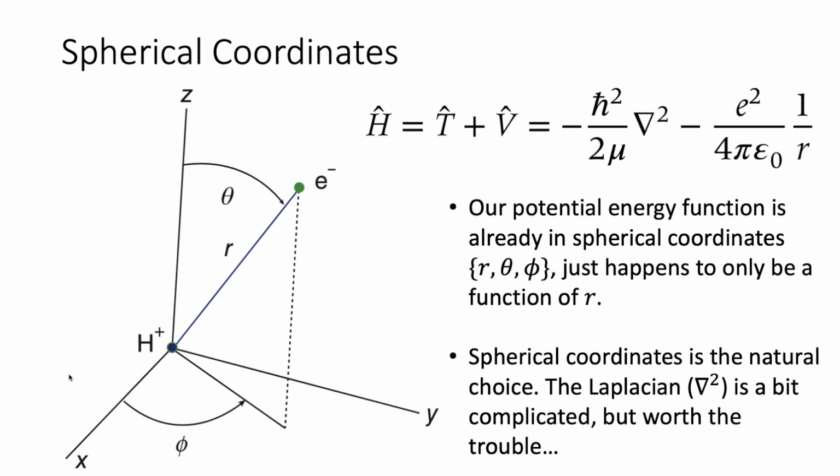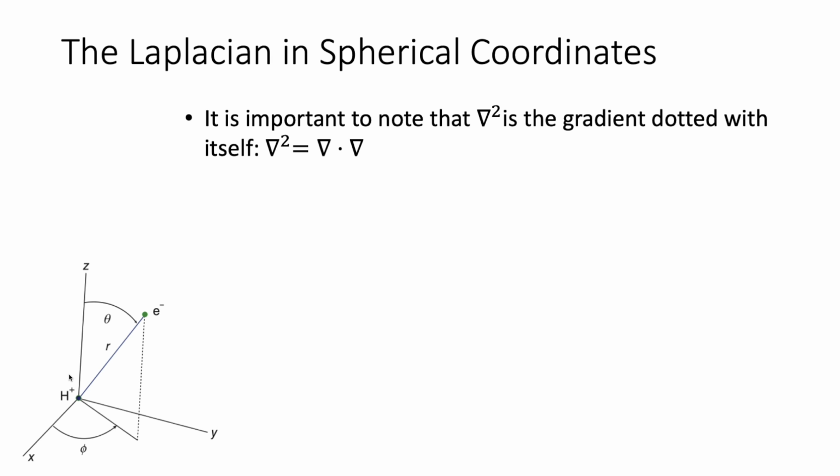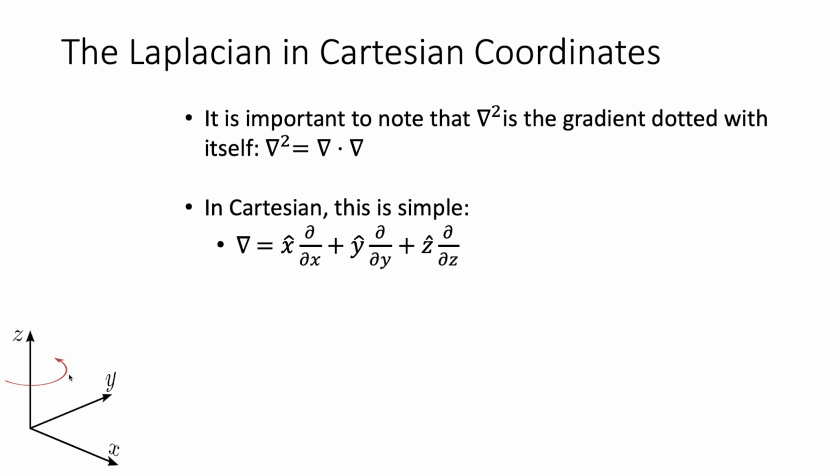That's intuitive. And, as I mentioned, spherical coordinates are the natural choice here, but the Laplacian is going to be a bit complicated. It is 100% worth the trouble, trust me on this one. So let's take a look at it. As I mentioned, the Laplacian is the dot product of the gradient with itself. So in Cartesian coordinates, let's work through that first. Here's our gradient: we have the unit vectors multiplied by each respective partial derivative, and then you just add them all up. That's the gradient.